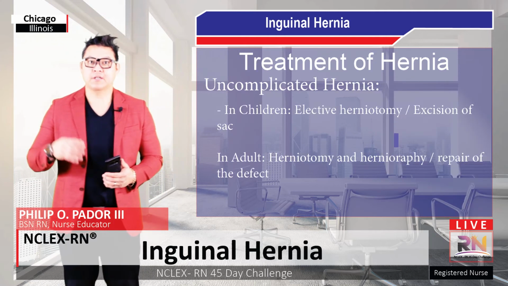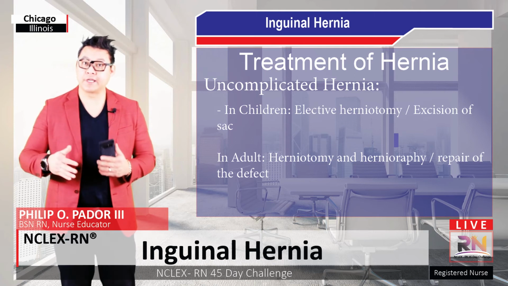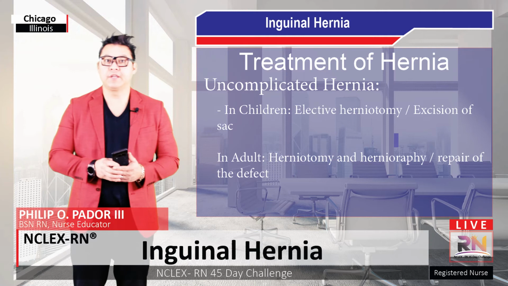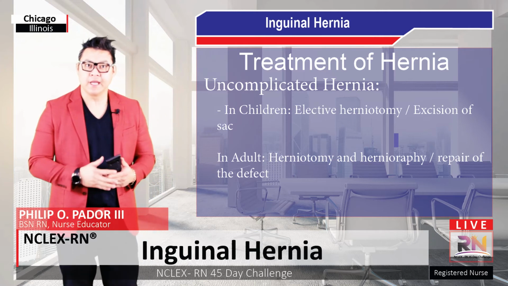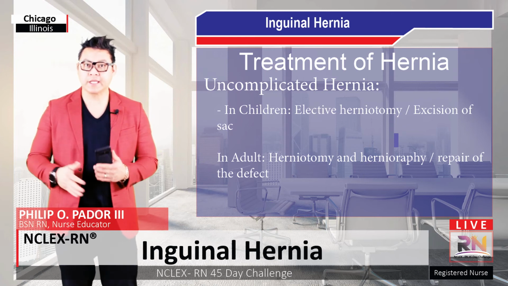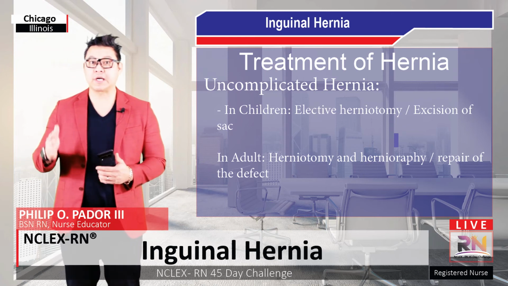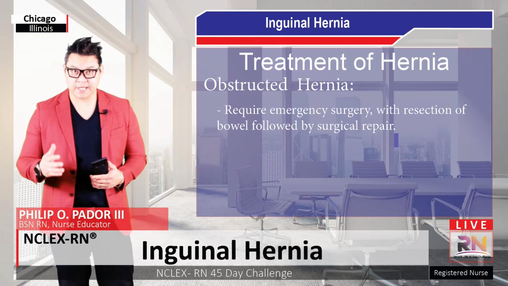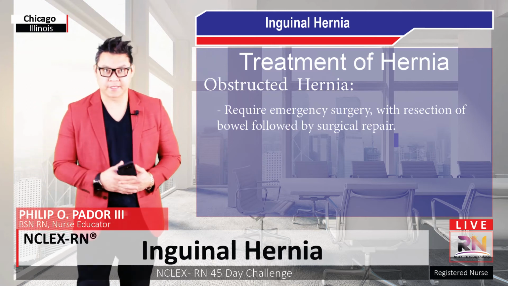Treatment. Uncomplicated hernia: elective herniotomy, meaning excision of the sac, in children. Herniotomy and herniorrhaphy, meaning repair of the defect, in adults. Obstructed and strangulated hernia requires emergency surgery, with resection of bowel if necessary, followed by a surgical repair.